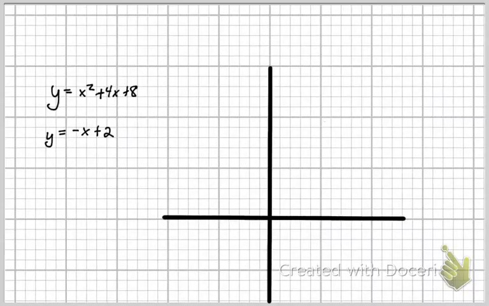So for a second example, we have y is equal to x squared plus 4x plus 8, and y is equal to -x plus 2. I'm going to start with the linear equation just because it's a little bit easier to do. I'm going to graph this equation, mx plus b. I can see b would be positive 2. My slope is a negative, but I'm going to assume that's a negative 1, and I'm going to turn that into a fraction, negative 1 over 1.